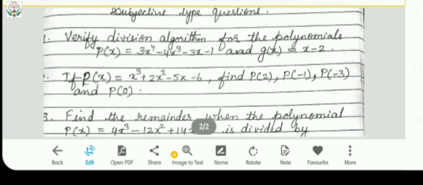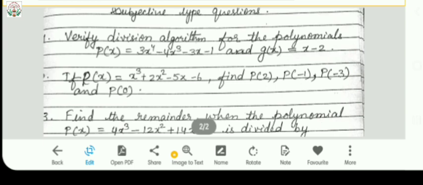Okay, now the second question is, if p of x equals x cube plus 2x square minus 5x minus 6, then find p of 2, p of minus 1, p of minus 3 and p of 0. That means p of 2 means what? In the given polynomial where p of x equals x cube plus 2x square minus 5x minus 6, put the value of x as 2.